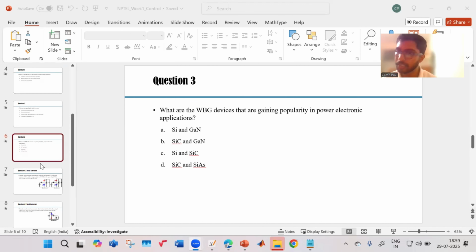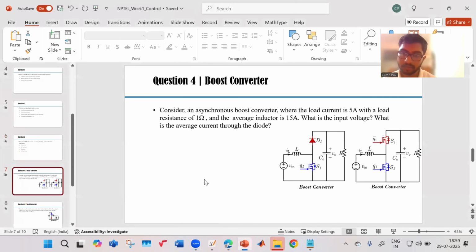So we'll proceed to the next question. This is a boost converter. I have drawn and shown two boost converters. Can you tell what is the difference between both of them? Are they the same or are they different?